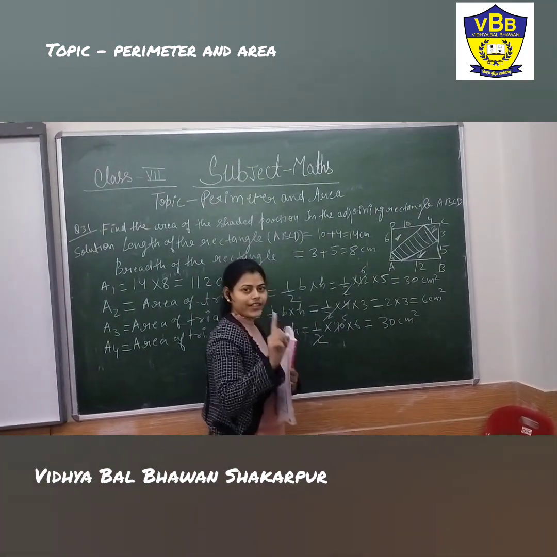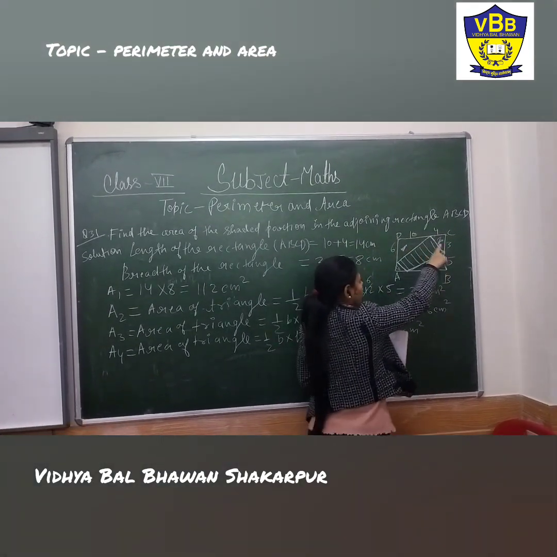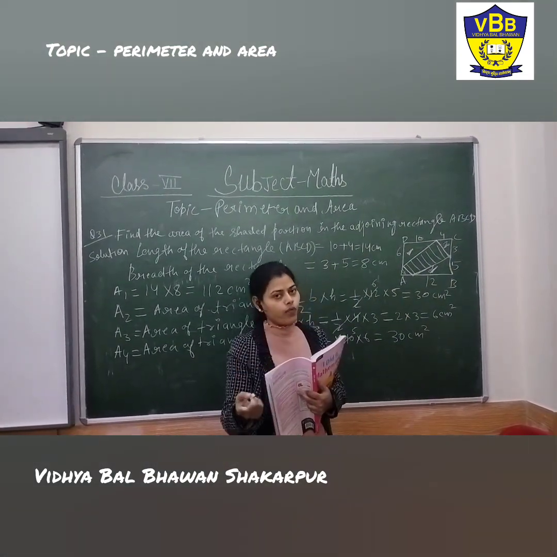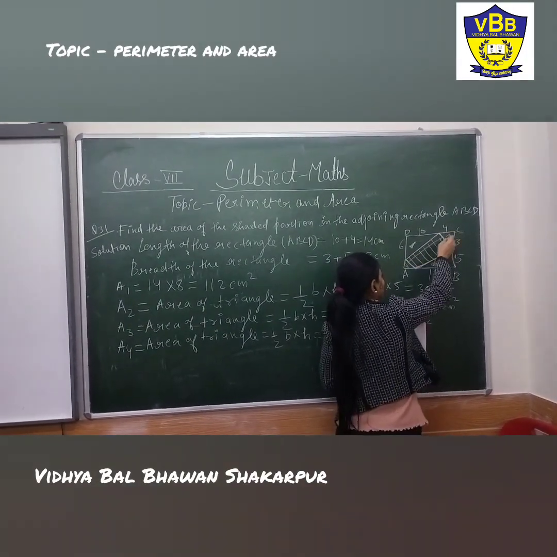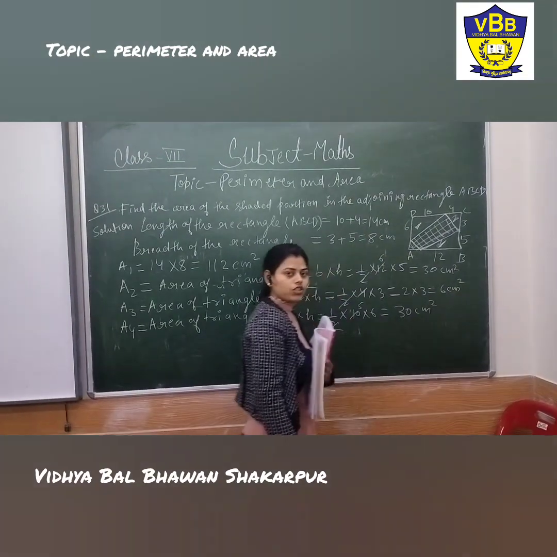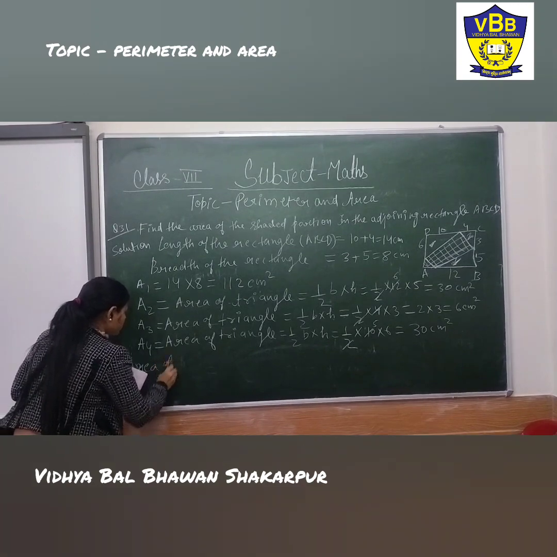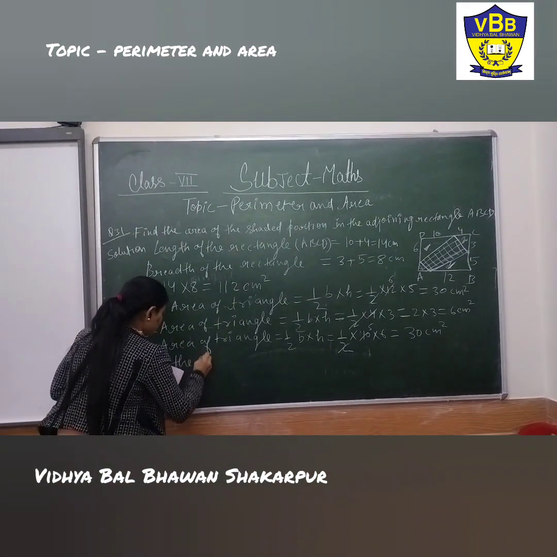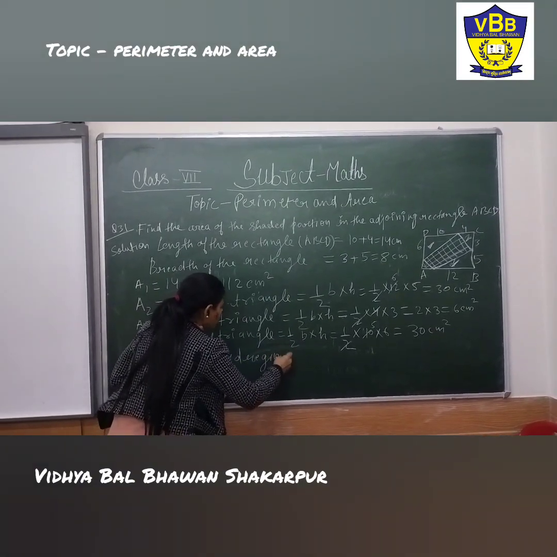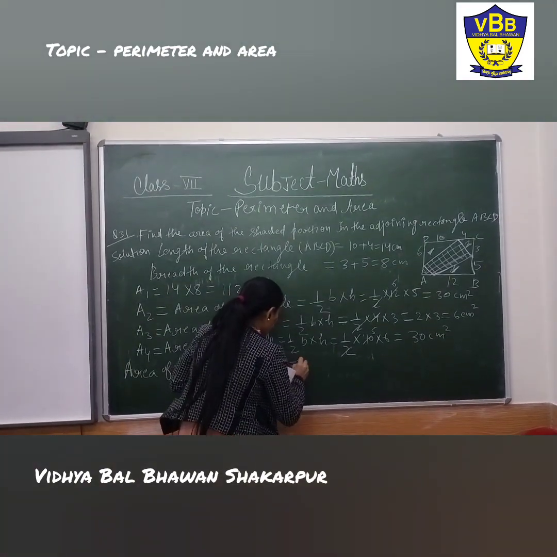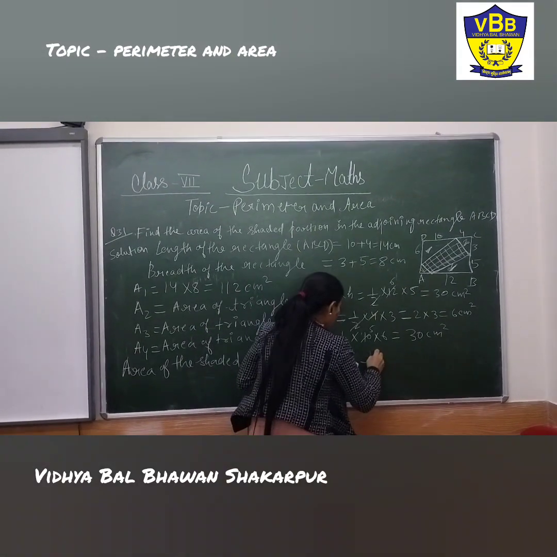Now we need to calculate the area of the shaded region. As you can see, if you calculate the complete area of the rectangle and then subtract all the triangles from it, then you will get this area, the area of this shaded portion. Now I am writing area of the shaded region. Area of the shaded region is nothing but A1 minus A2 minus A3 minus A4.